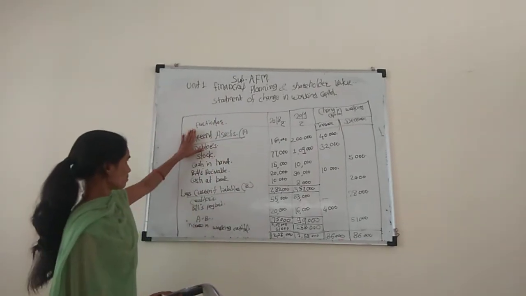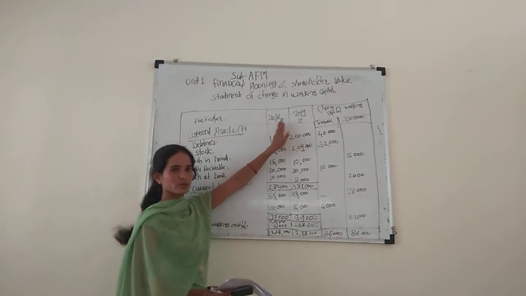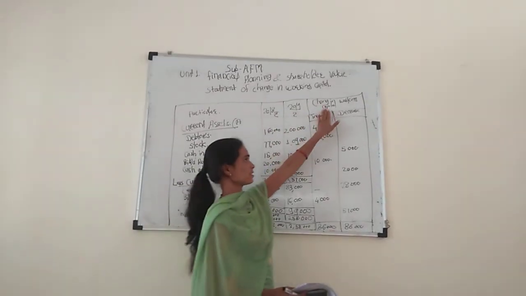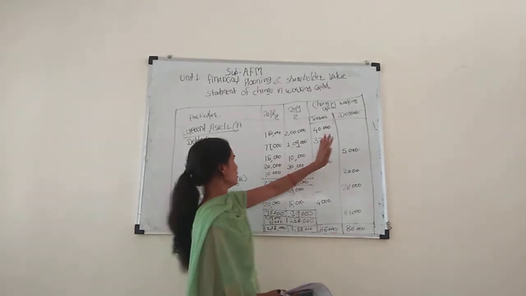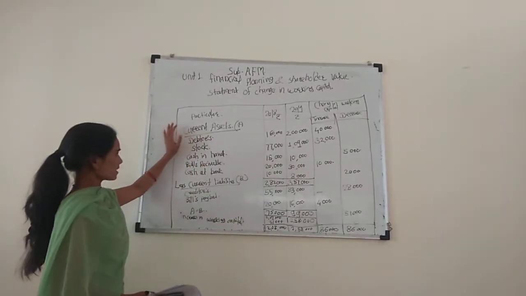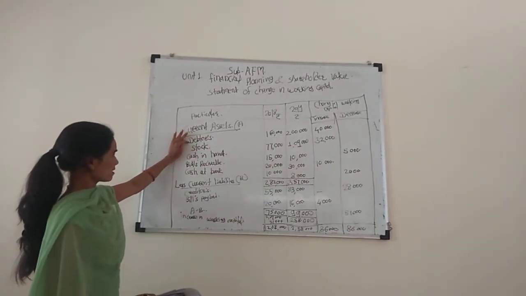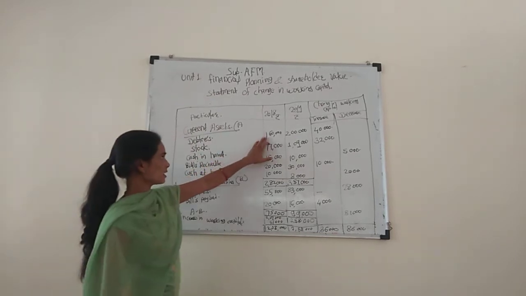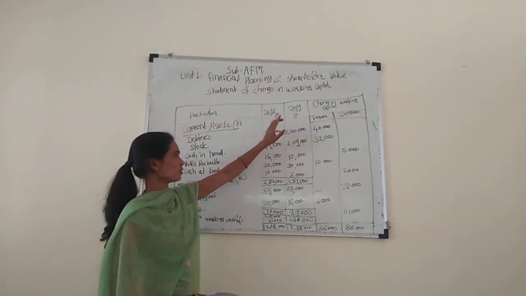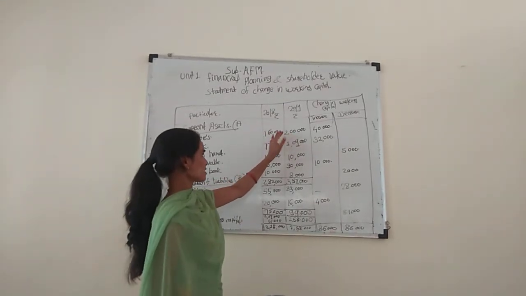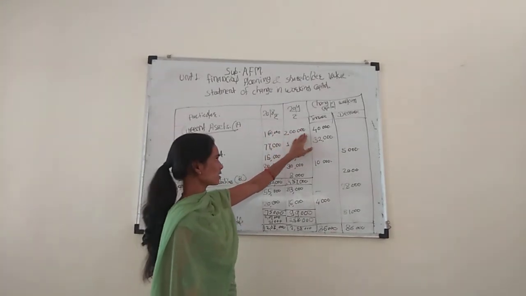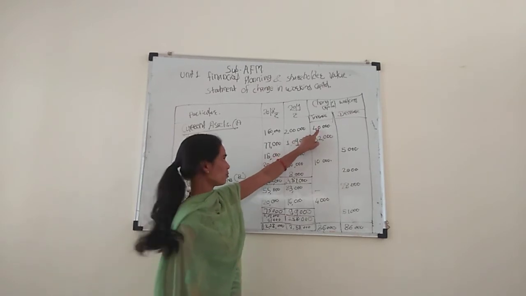Show the first side particulars, 2018 and 2019. This side is the change in working capital, with increase column and decrease column. This is a current asset. Current asset, debtors: in 2018 1,60,000 and 2019 2 lakh. 2 lakh minus 1,60,000 is 40,000. This is the increase side, means increase column 40,000.